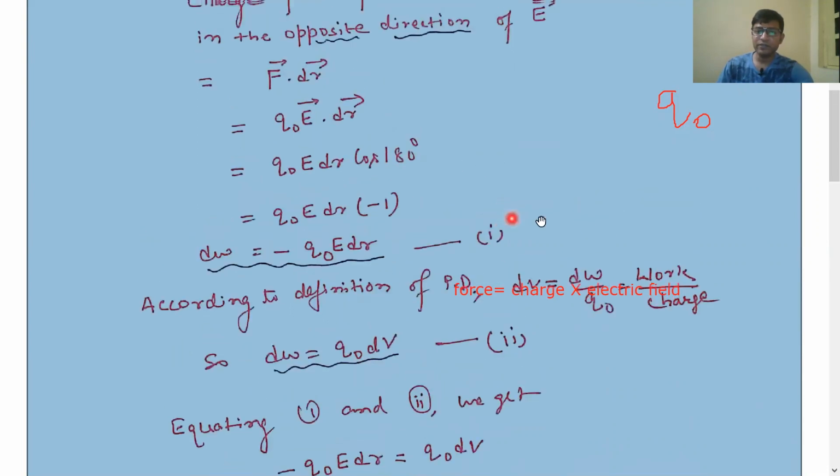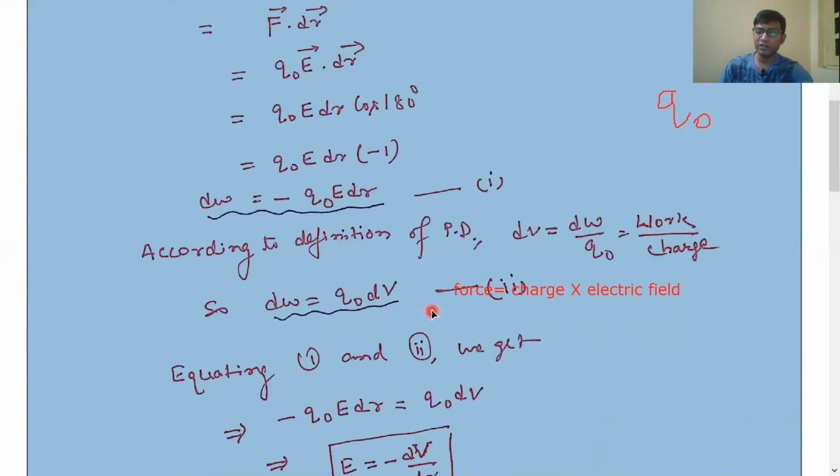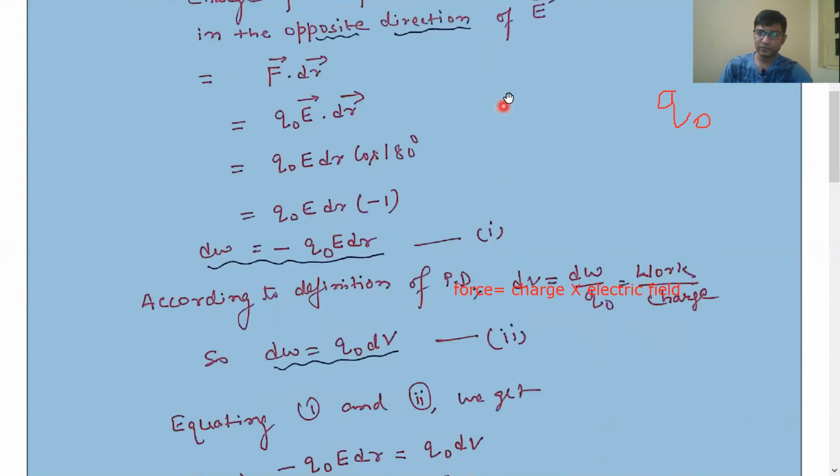Next, according to the definition of potential difference, dV is the work per unit charge. A very small amount of work is done because here the charge is very small. So dW, and this q naught is the charge. On cross multiplication, we get dW is equal to q naught dV. Now this equation 1 and this equation 2 are both work expressions, so we can equate them.